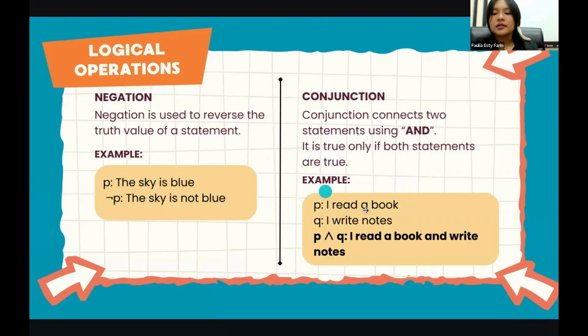Next, conjunction. Conjunction uses and. It is true only if both statements are true. For example, I read a book. I write notes. What happens if we combine them? Use and, Miss? Yes, that's right. I read a book and write notes.